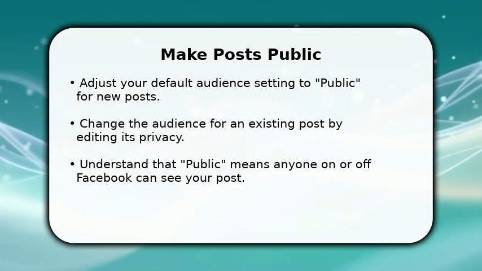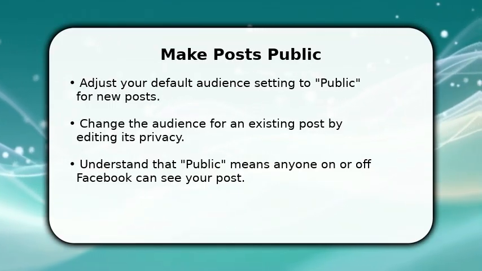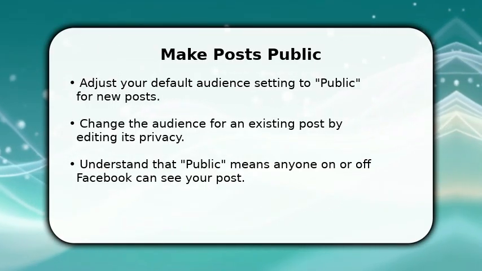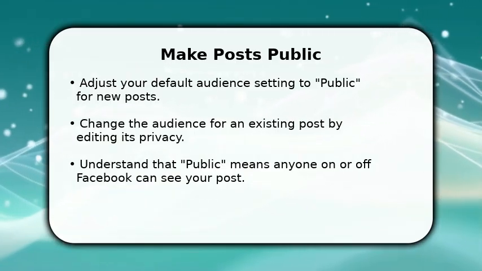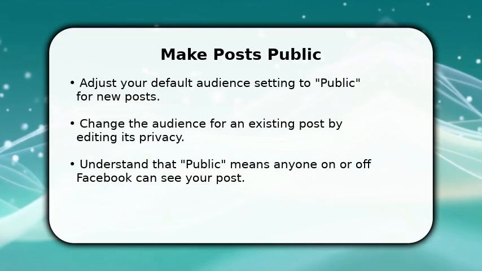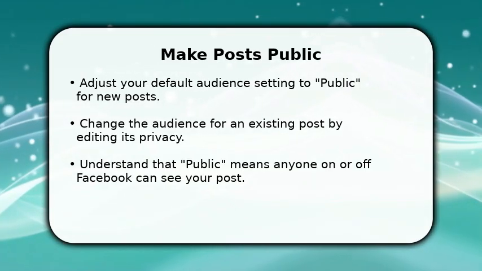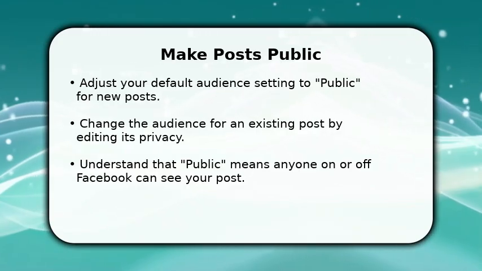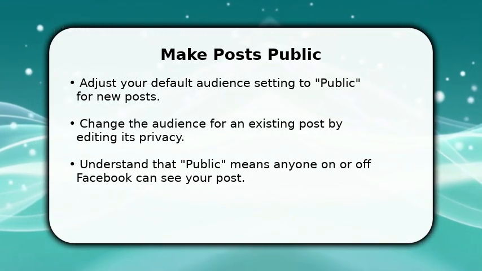In this video, I will explain how to make your Facebook posts public. First, navigate to your privacy settings and set your default audience for future posts to public. For existing posts, simply click the three dots, select Edit Audience, and choose Public. This ensures your content is visible to everyone, including people not connected to you on Facebook, maximizing its potential reach for likes.